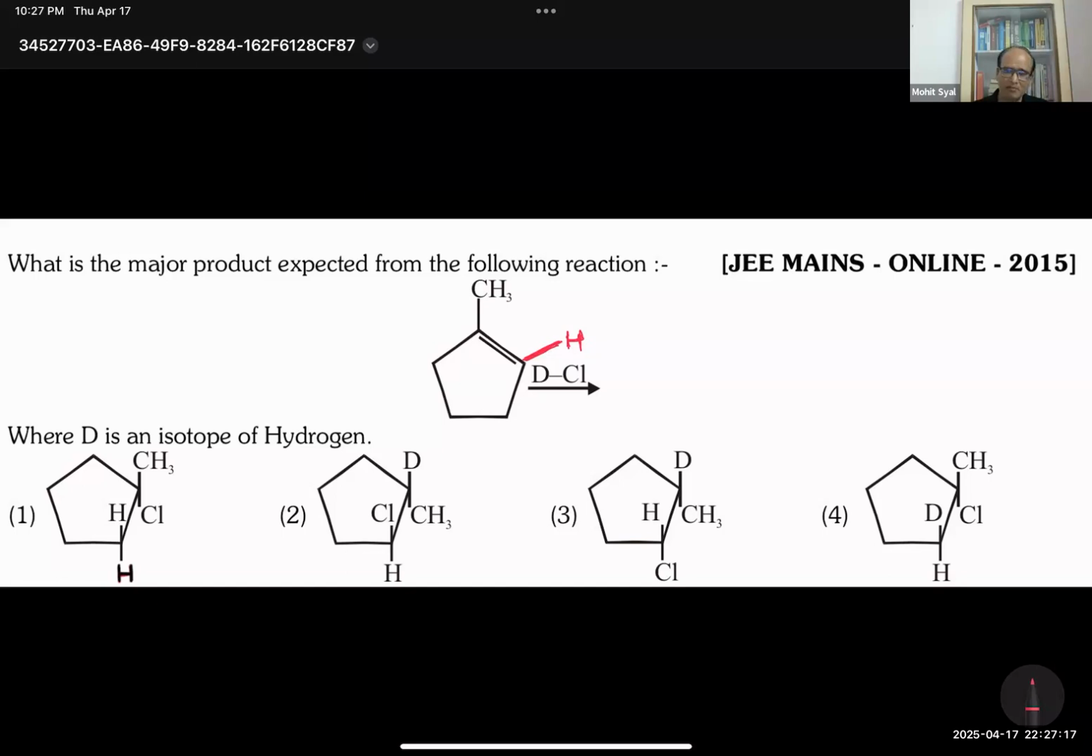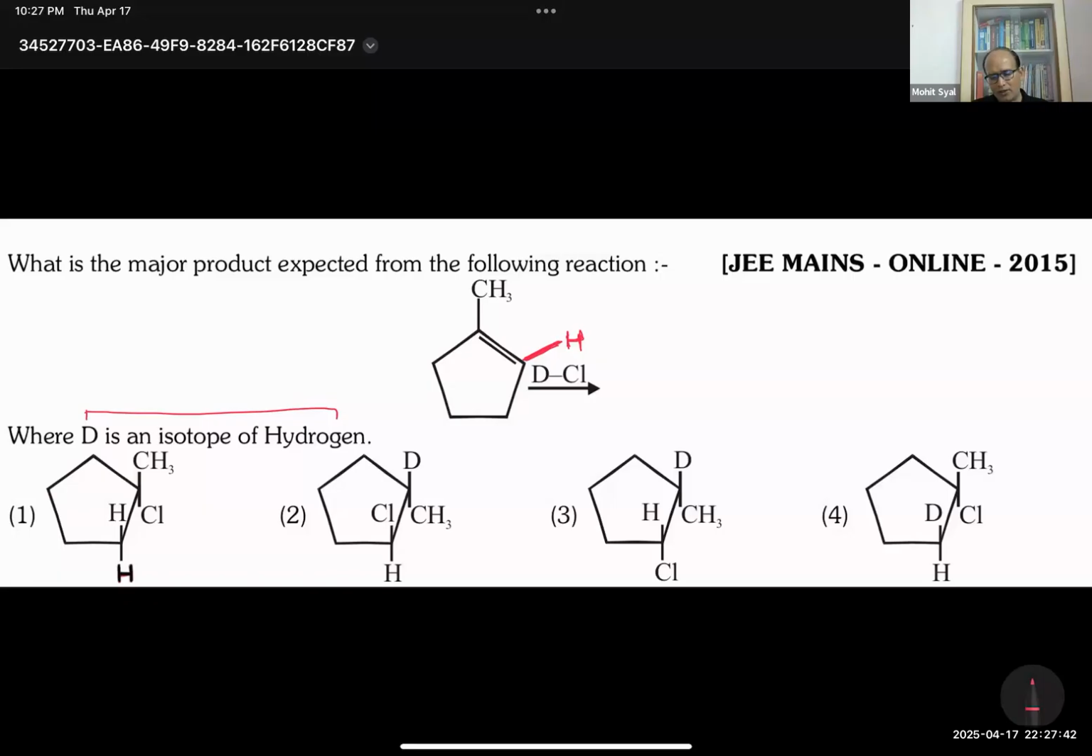Deuterium is same as hydrogen. Okay, it's the same as hydrogen, because it is written that it is an isotope of hydrogen. So deuterium is just same as hydrogen. Same atomic number, just one neutron more. That's it. But that is not going to change its chemical properties because the neutron is inside the nucleus.